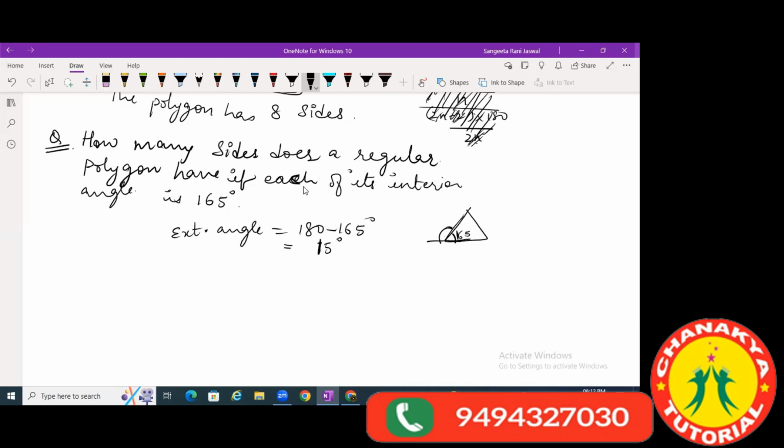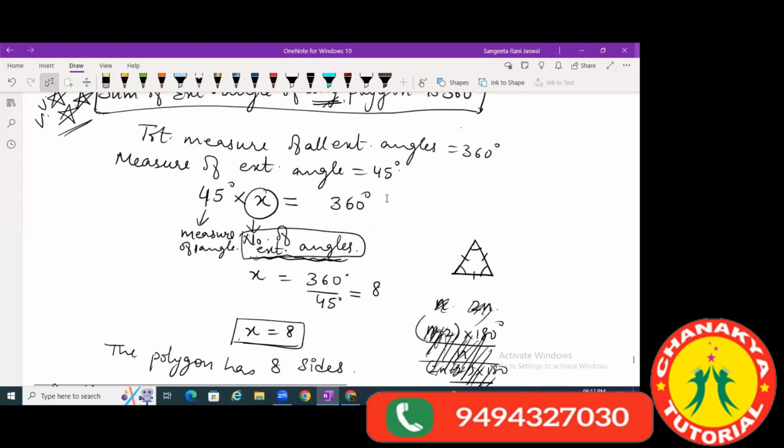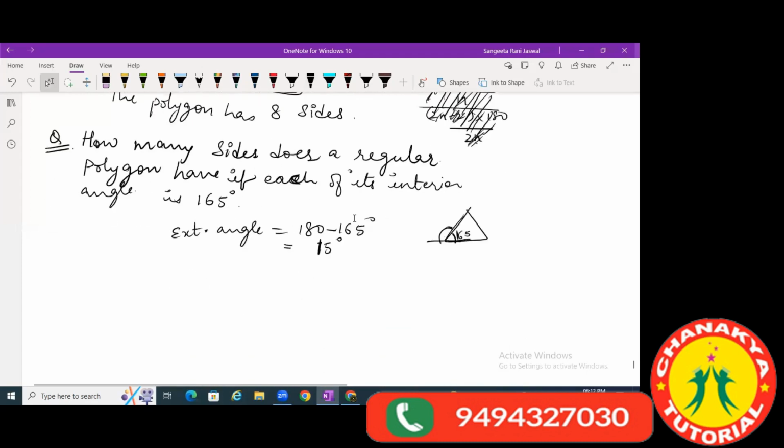Now, with the same formula, n into x is 360. The same thing applies: the sum of all the exterior angles of any polygon is 360 degrees. The measure of one exterior angle is given to us, and we want the total number of angles. So let's take it as x. So x will be 360 degrees divided by 15, so that will be 24.